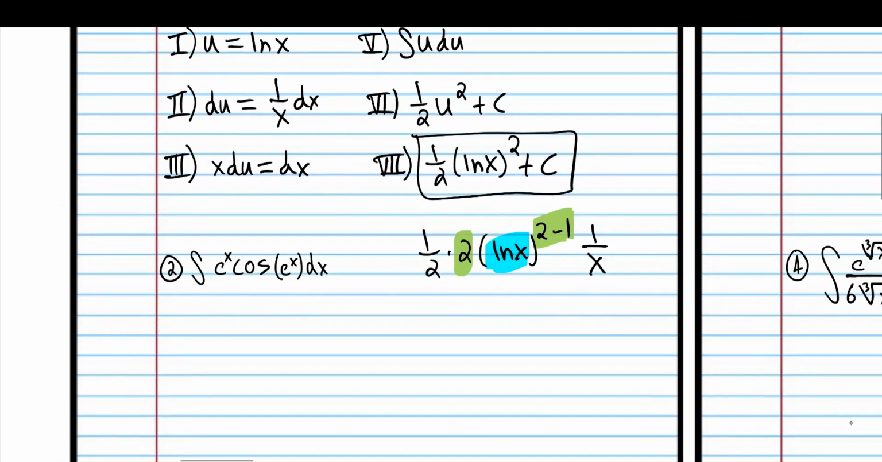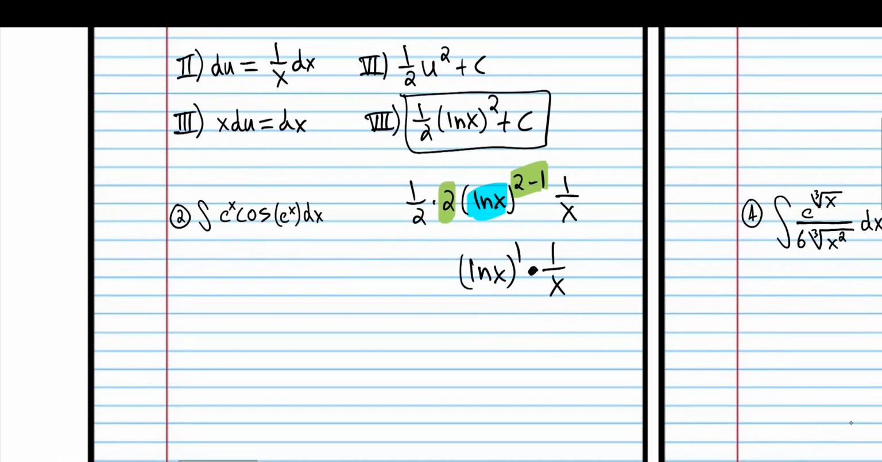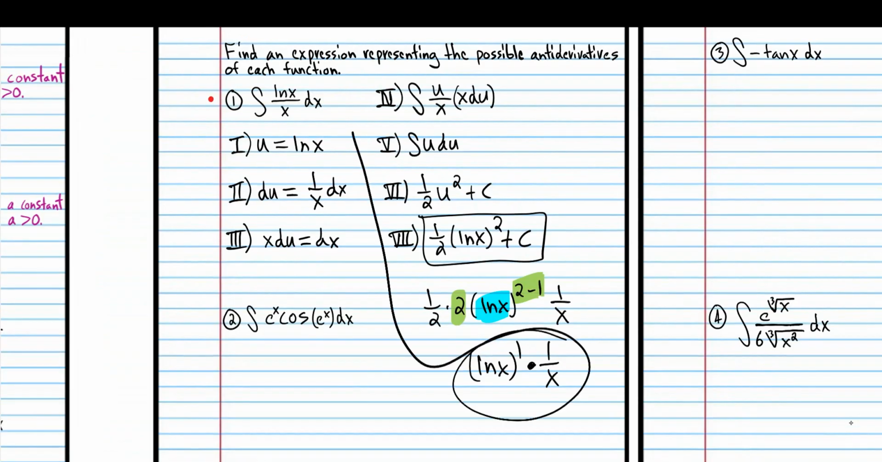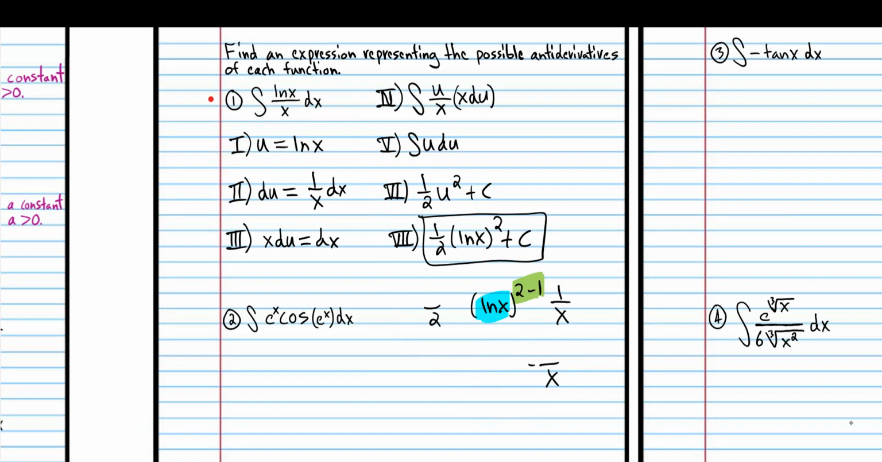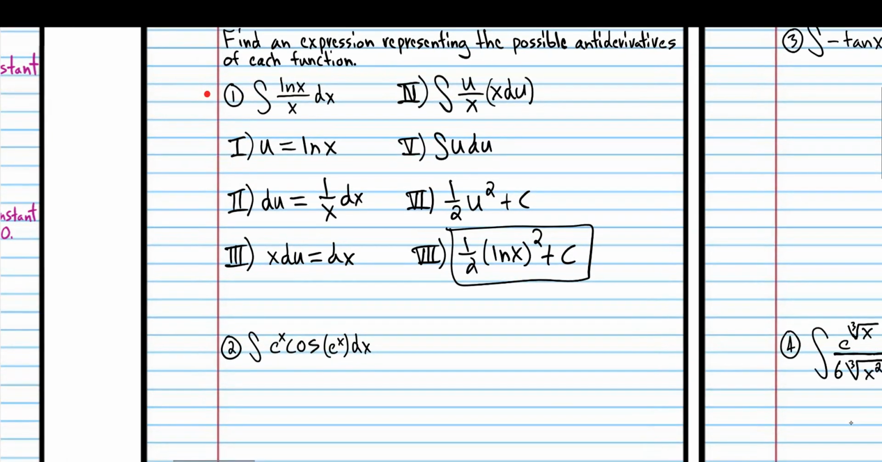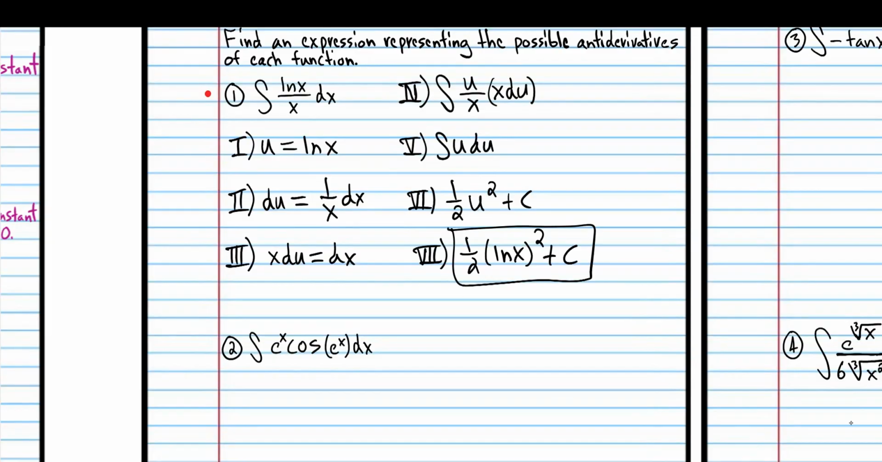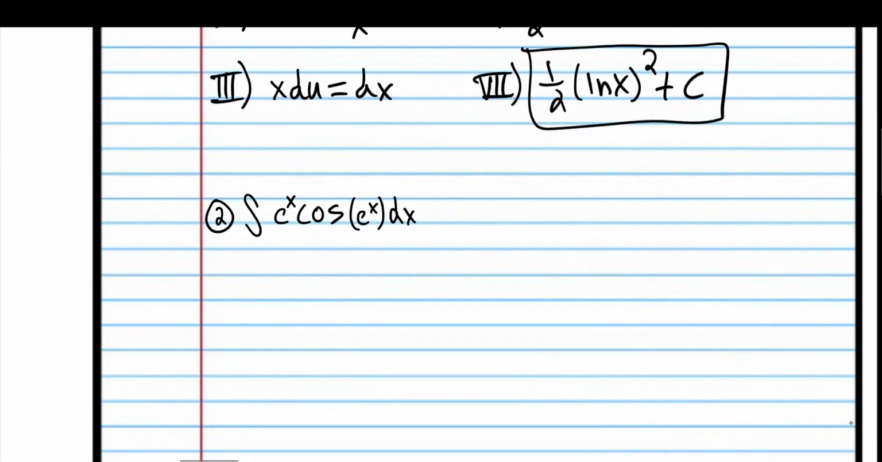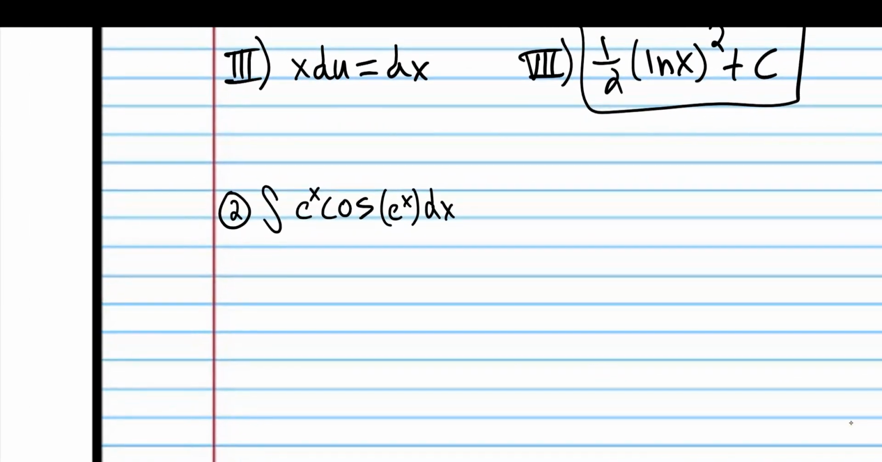So notice that these 2's cancel out, the 1/2 and the 2, and we get natural log x to the 1 power times 1 over x, and that equals what we started with, natural log x over x, if we put those together. So these are just some more examples of problems that require the substitution rule.